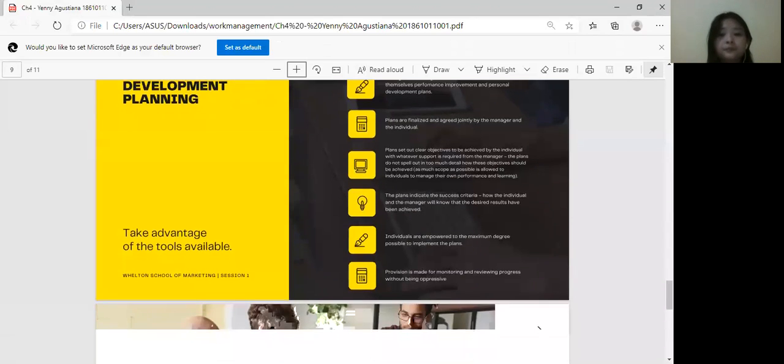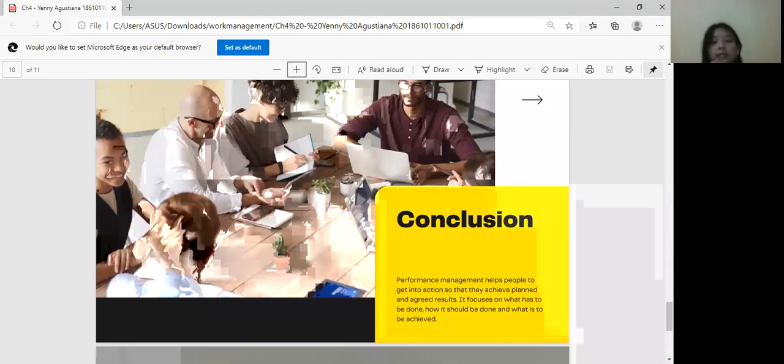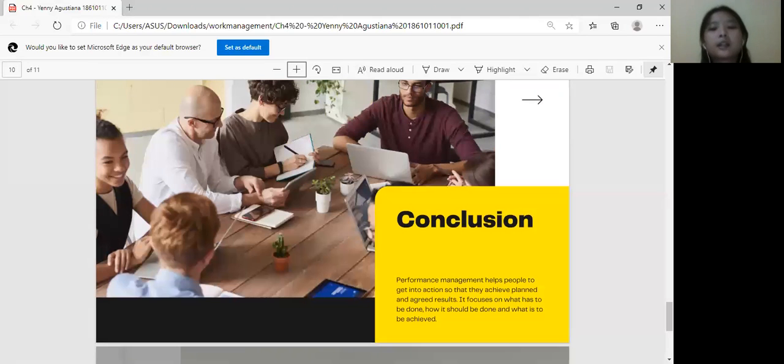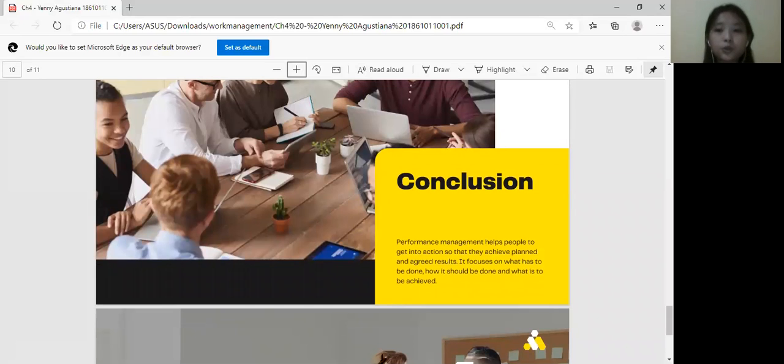The conclusion is performance management helps people to get into action so that they achieve the plan and agreed result. It focuses on what has to be done, how it should be done, and what is to be achieved. So it defines clearly to you the framework. Before you do the activity, you should answer the question like what has to be done, how it should be done, and what is to be achieved or your goal.